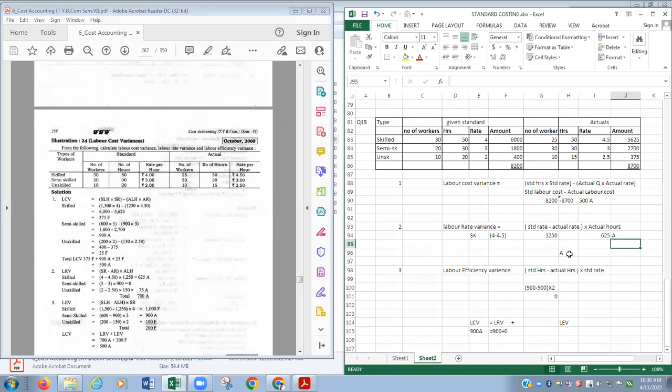I hope you have understood this, students. Any doubts, please do ask. Okay. Now next one is semi-skilled workers. Clear? Again, formula remains same. Standard rate minus actual rate. Standard rate for semi-skilled was 3, whereas we paid 3 only. So it will be 0, I guess, into actual hours. Actual hours for semi-skilled is 30 into 30, 900. Okay, but this will be 0 as 3 minus 3 is 0 into 900 will be 0 only.